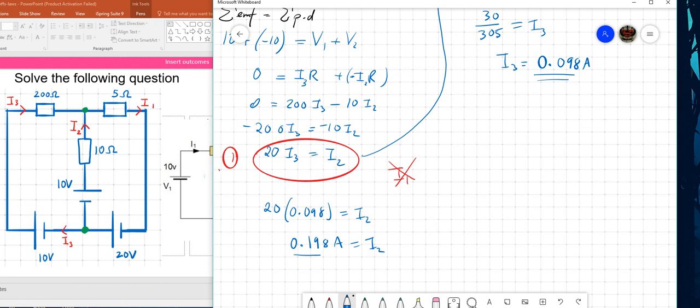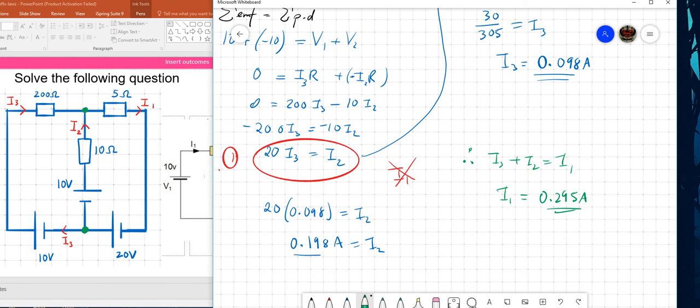Okay, and now we know that I3 plus I2 is equal to I1. So you add them together, and you get I1 to be 0.295, and that's how you solve this question like this.